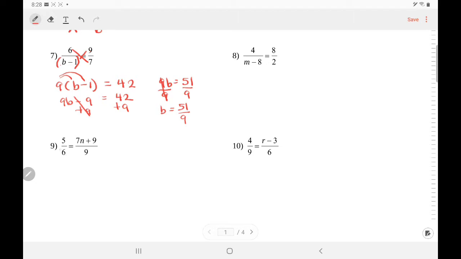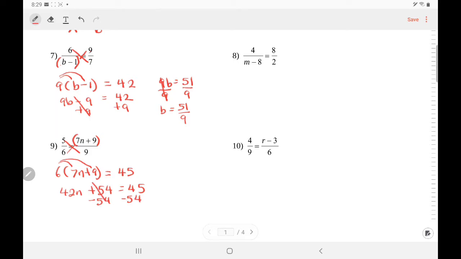In number 9, we will cross multiply again this direction because that involved a variable. So 6 times 7n plus 9 equals 5 times 9, that's 45. We have to distribute, and distribute means to multiply. 6 times 7n is 42n plus 6 times 9 is 54. Equals 45. Solving, you would want to subtract the 54 because that is opposite operation.